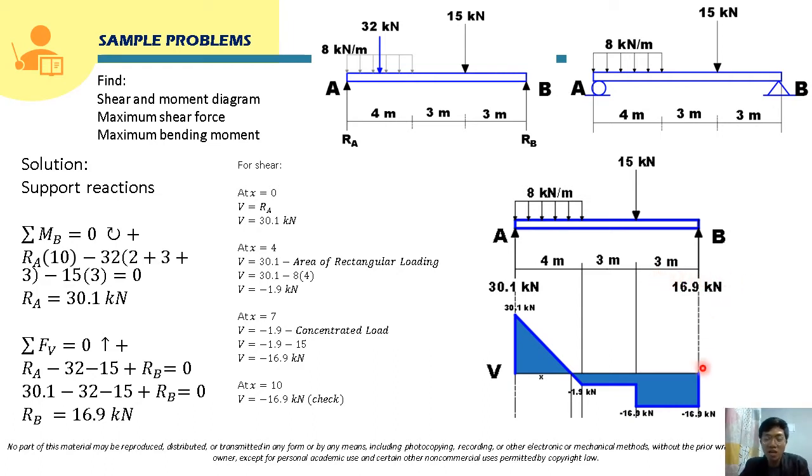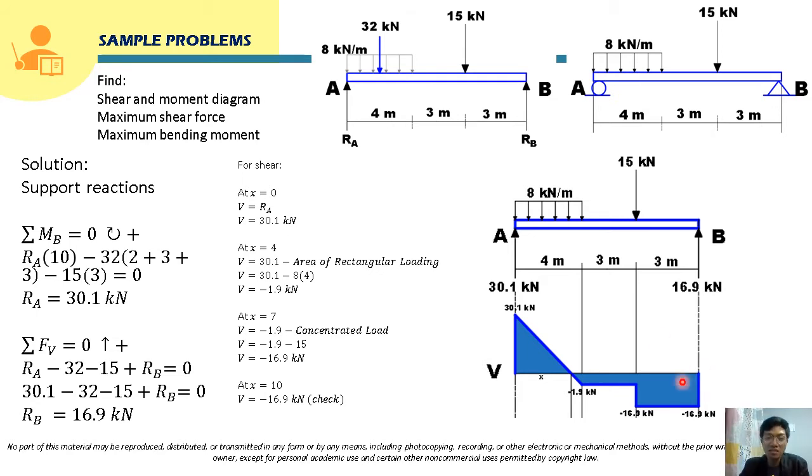Because, class, if it doesn't close, that means it did not go back to the origin, to 0 here. That means there's an error in our computation for shear. So it's important that it closes. It will be 0 here at this point.